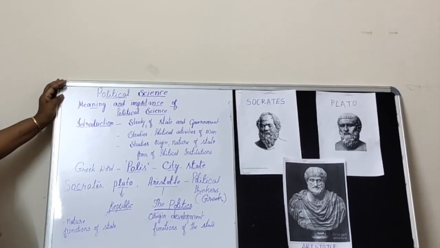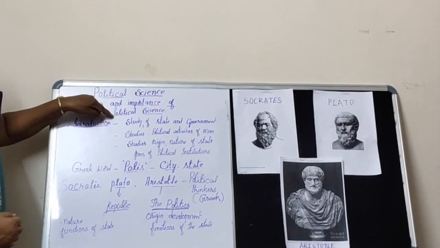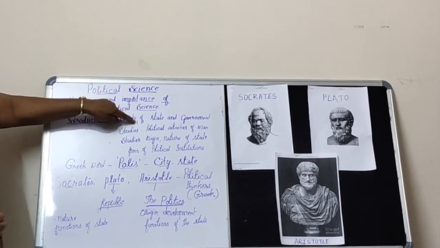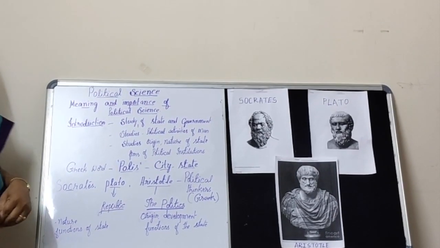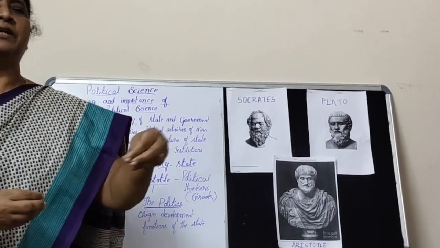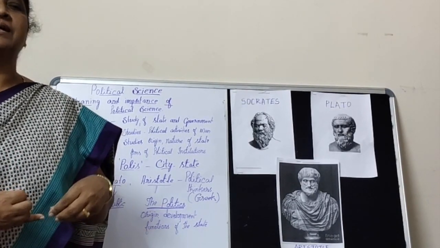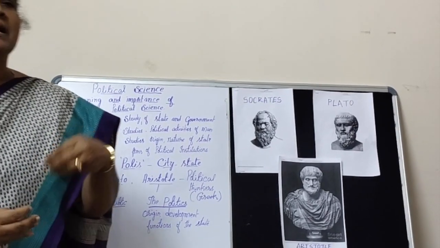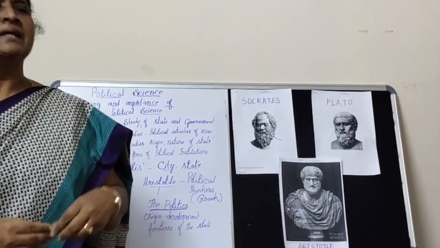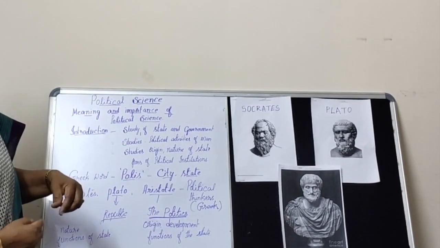Then what do you mean by political science? It is nothing but the study of state and government. And also it explains political activities of man. What do you mean by political activities of man? Man's role in politics, such as taking part in the election, casting vote, criticizing when the government is not functioning properly, giving suitable suggestions whenever it is required.